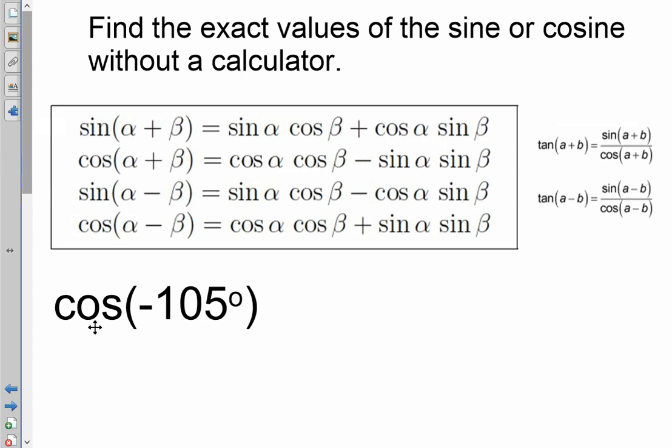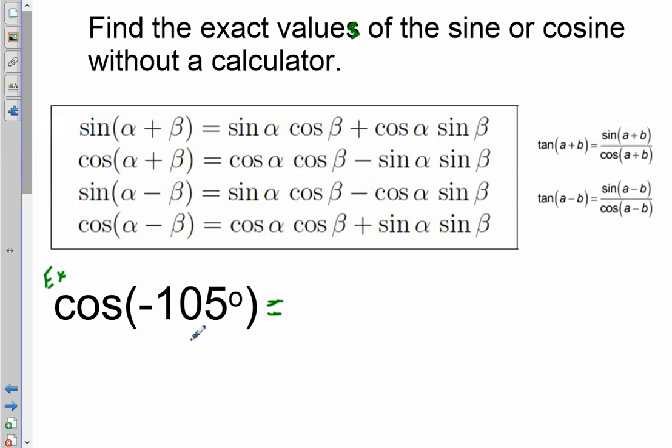Let's say we were given an angle. So let's say we're given cosine of negative 105. Now we want to find the exact value without a calculator. Now 105 is not an easy angle. If you draw this, its reference angle is not even a 30, 60, or 45, so it's not a basic angle that we know.